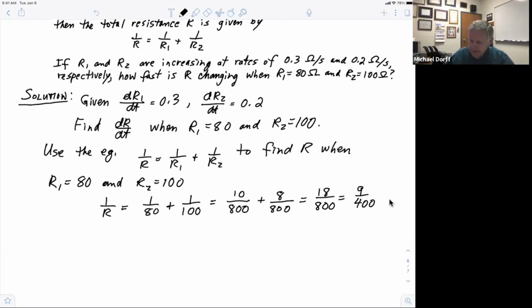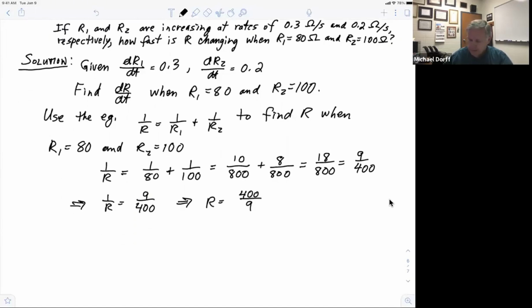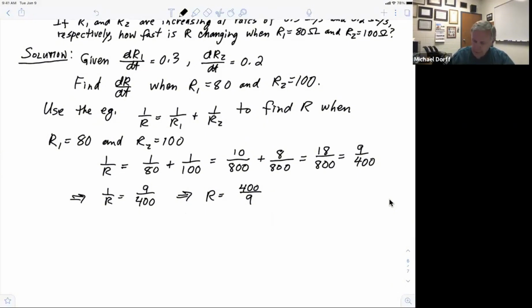So now that I have 1 over R equals 9 over 400, I can just flip them because there's no addition or subtraction sign between any of the terms. I get R equals 400 over 9. All right, so we've got our R.